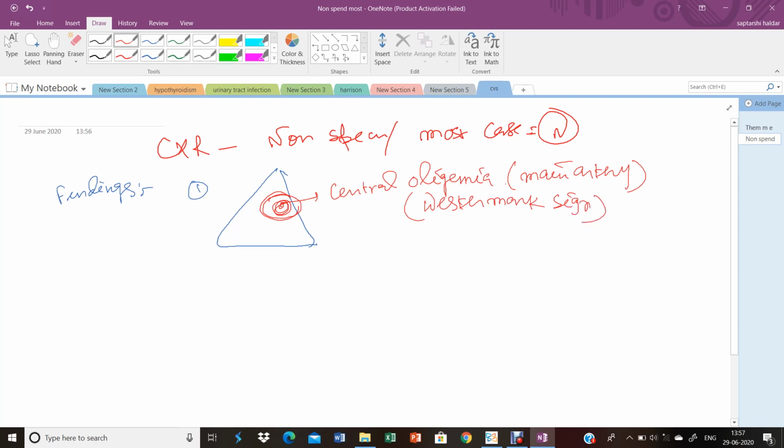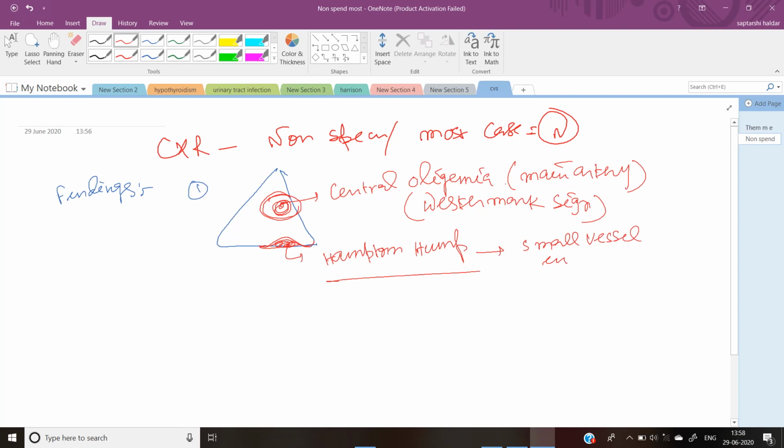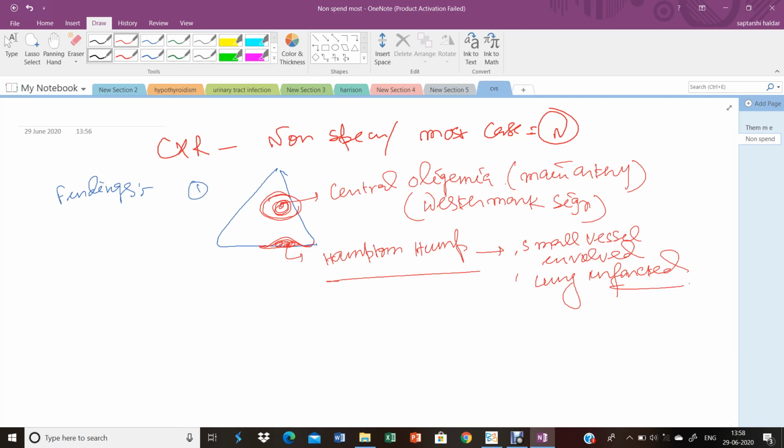If we find an elevated diaphragm with a peripheral, lower peripheral opacity, that is called the Hampton hump. The Hampton hump is seen when small vessels are involved, and it also indicates that the lung tissue is infarcted. These are the two common findings we will see: one is the Westermark sign and the second is the Hampton hump.